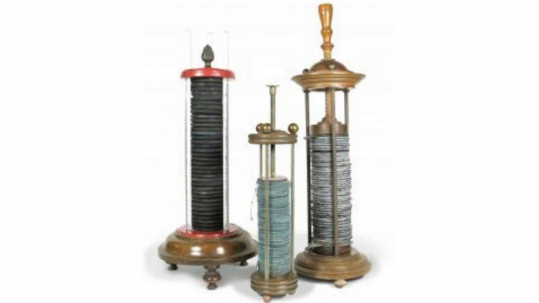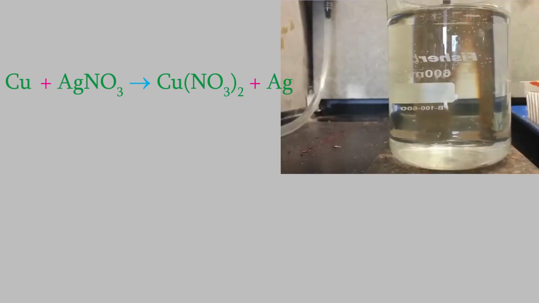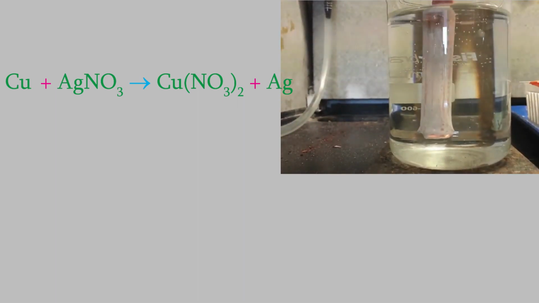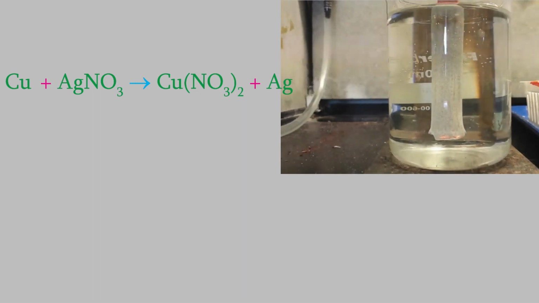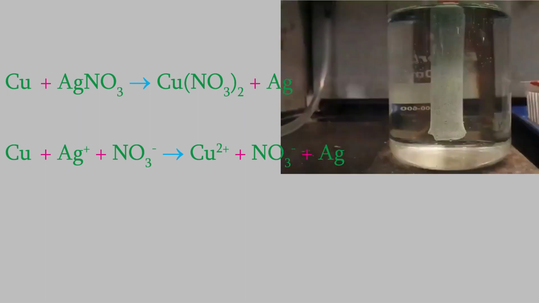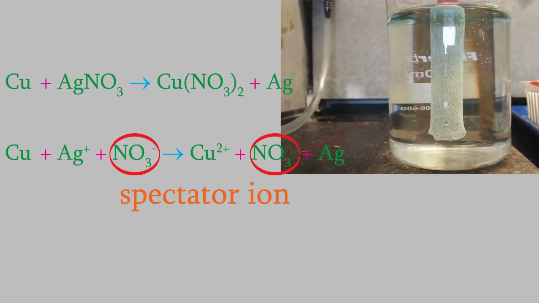To get there, let's start by thinking about this very simple redox reaction. A piece of copper metal is placed in a solution of silver nitrate, which produces copper nitrate and silver metal. The first thing I want to point out is that silver nitrate and copper nitrate are both soluble compounds, so we really have this happening in our reaction. The silver nitrate and copper nitrate dissociate to give us ions. Notice that the nitrate ion appears on both sides of the reaction. That makes nitrate a spectator ion.